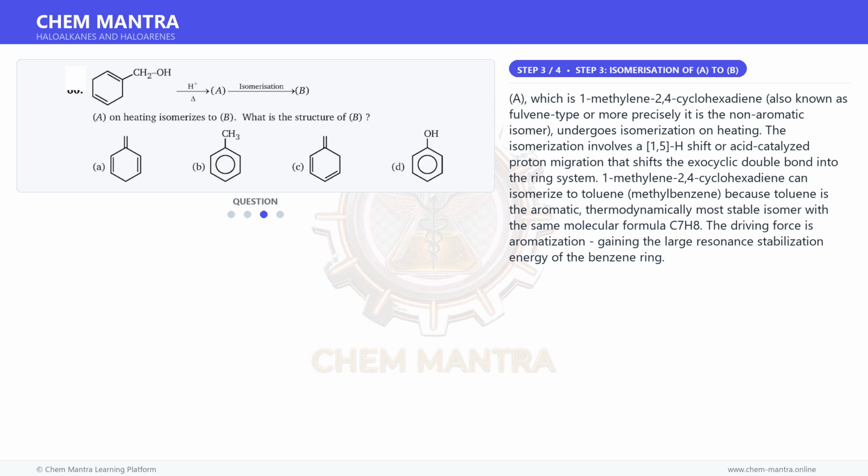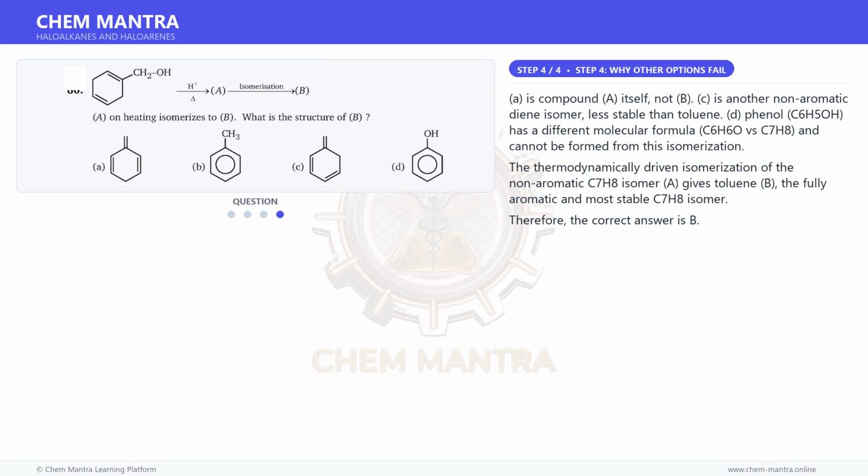1-Methylene-2,4-cyclohexadiene can isomerize to toluene, methylbenzene, because toluene is the aromatic, thermodynamically most stable isomer with the same molecular formula, C7H8. The driving force is aromatization, gaining the large resonance stabilization energy of the benzene ring.